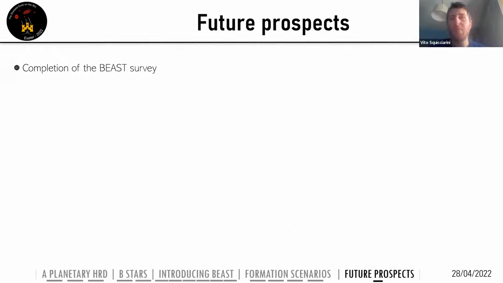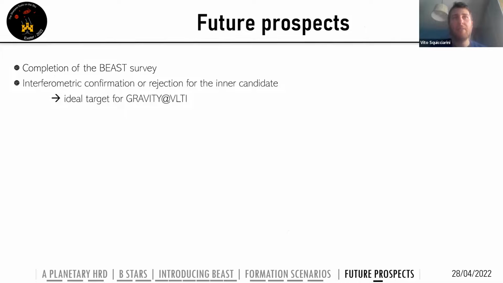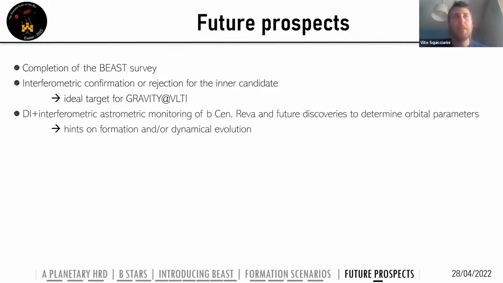So just to wrap up and to give a few prospects for the future, interferometry can be crucial to follow up the results of our survey, because for instance, with GRAVITY, we can confirm or reject the inner candidate of the REVA system. On the other hand, both direct imaging and interferometry can give us better astrometry of these objects, and they can help determine orbital parameters, giving hints on formation and dynamical evolution.